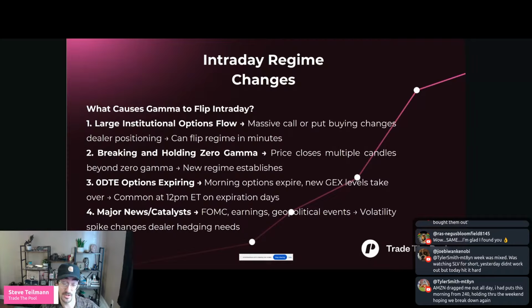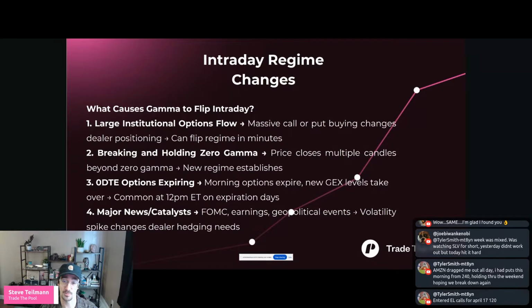people positioned short getting squeezed out short term, because when you're in negative gamma, all of the moves are amplified in both directions. Super important to remember this.